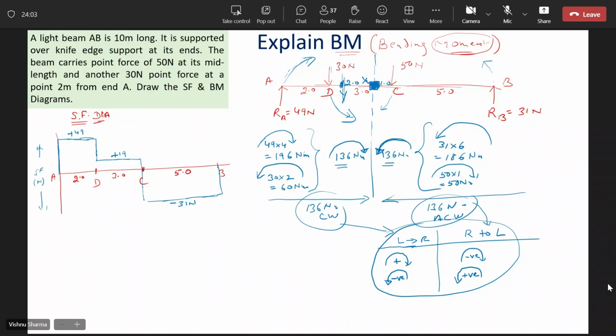Now, guys, this is what bending moment is all about. It tends to bend the beam at that particular point with whatever is the bending moment. Now, whether the beam will bend or not, that will depend on the strength of the beam.